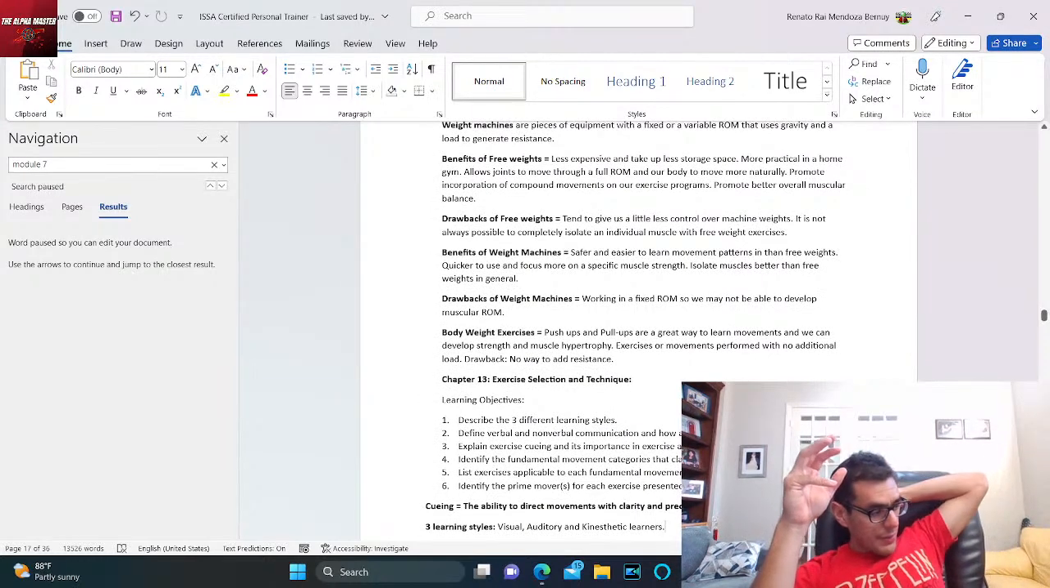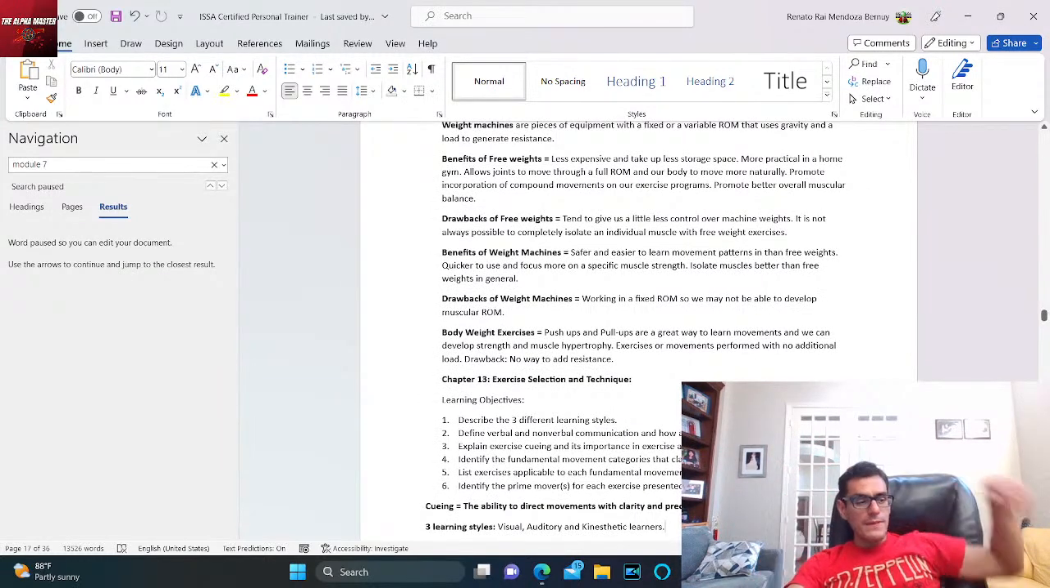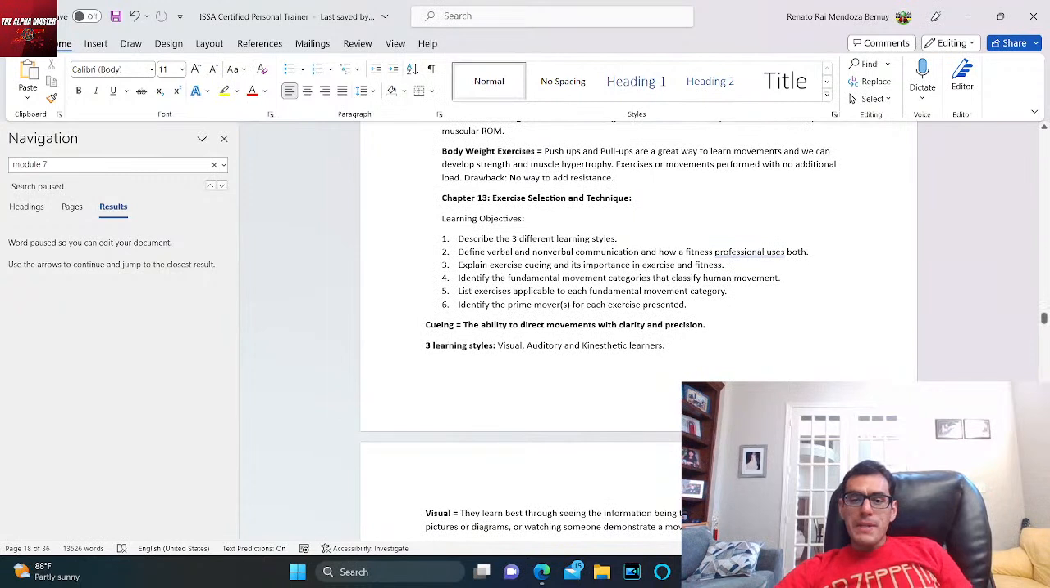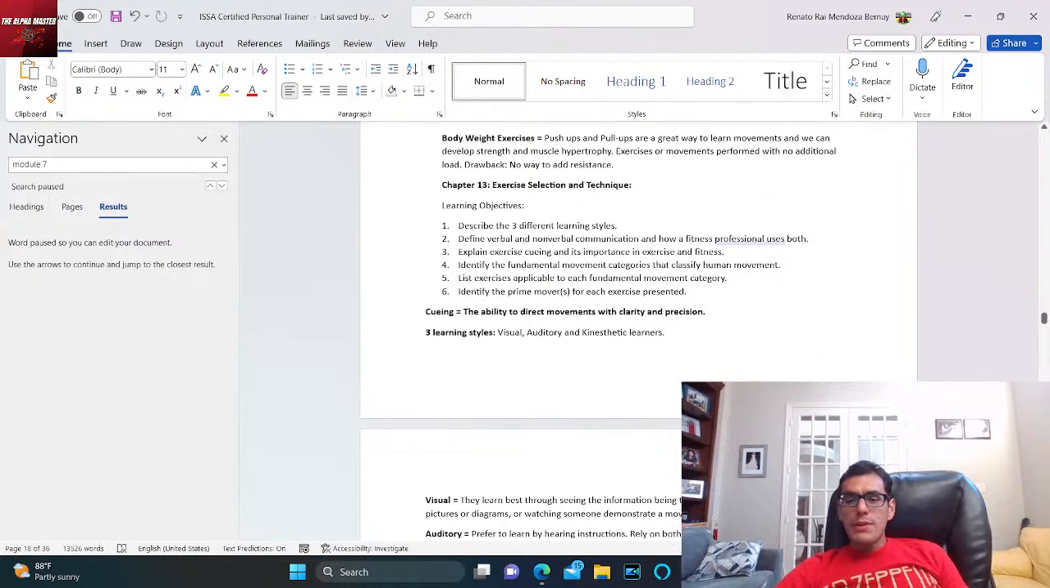You have the three different learning styles, which are visual, auditory, and kinesthetic learners. Visual learners learn best through seeing the information that is being taught, which includes reading text, looking at pictures or diagrams, or watching someone demonstrate a movement.